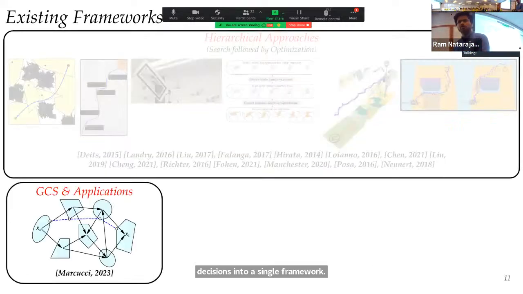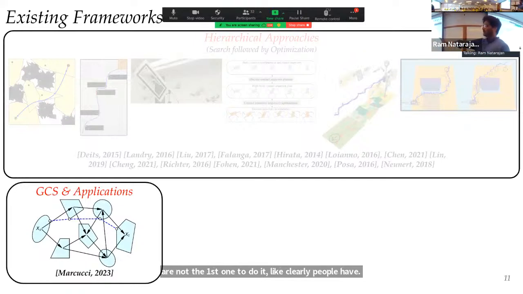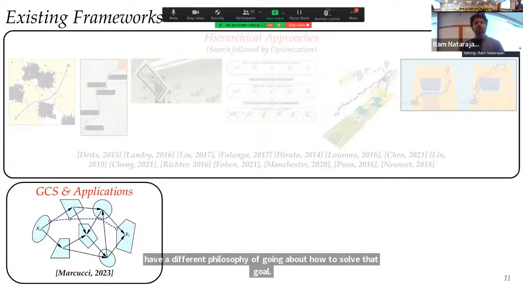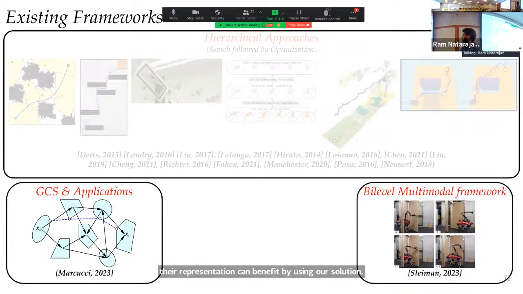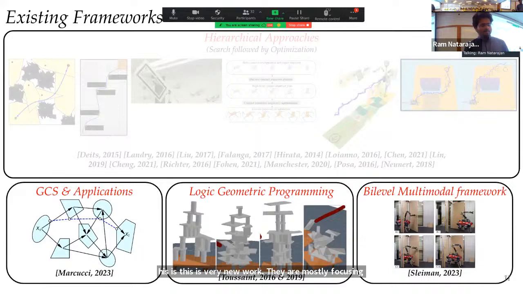But even on this unified framework aside, we are not the first ones to do this. Clearly people have thought about this. In fact, the work on graphs of convex sets and its application from Russ's group, which was developed in tandem, has a very similar goal. They have a different philosophy of going about how to solve that goal. But we'll see later in this talk how there are some benefits that my framework can take advantage of using their representation, and how their representation can benefit by using our solution. There are also these up and coming bi-level frameworks for multimodal applications. Right now this is very new work. They are mostly focusing on local manipulation systems, and it's not very general purpose.